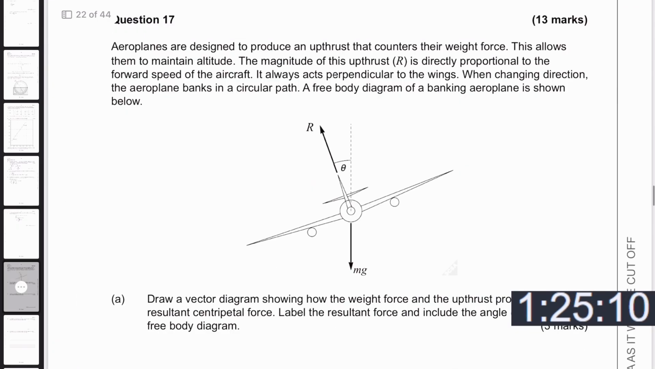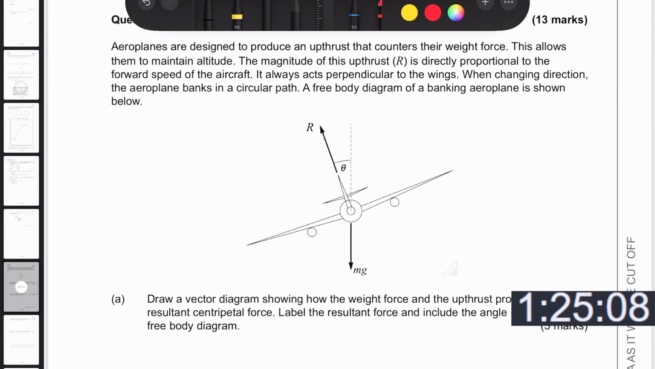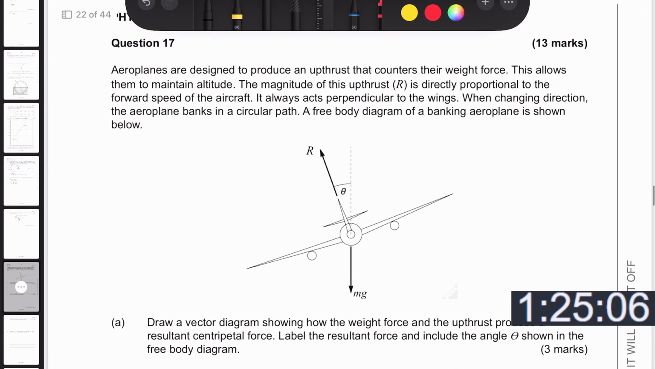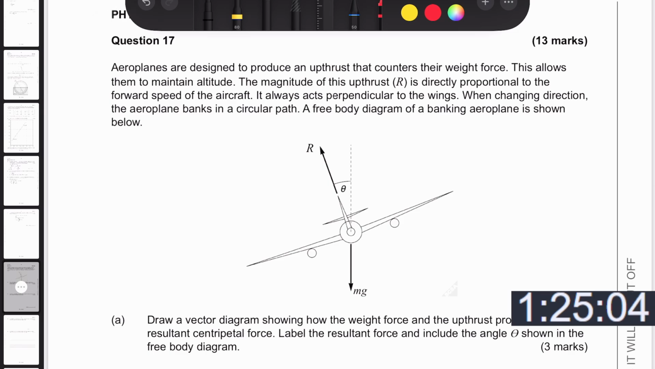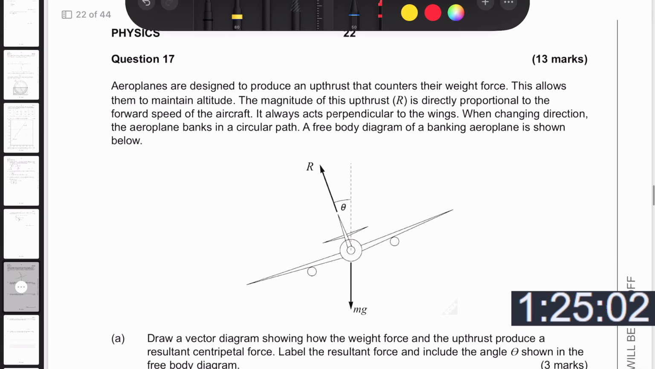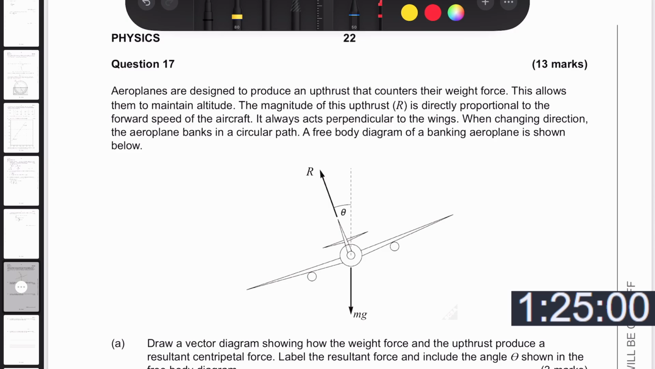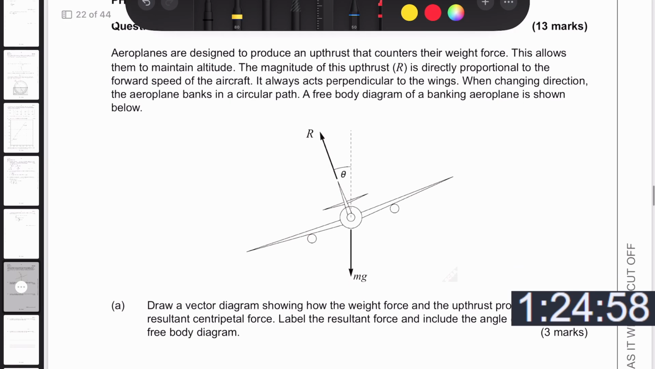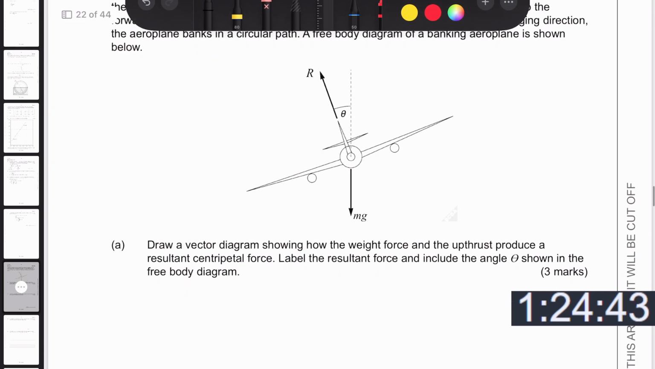Okay, 22. Aeroplanes are designed to produce an upright thrust that counters their weight force. This allows them to maintain altitude. The magnitude of this upright thrust is directly proportional to the forward speed of the aircraft. It always acts perpendicularly to the wings. When changing direction, the airplane banks in a circular path. A free body diagram is shown below. Draw a vector diagram showing how the weight force and the upright thrust produce a resultant centripetal force. Label the resultant force. Include angle theta as shown in the free body diagram.